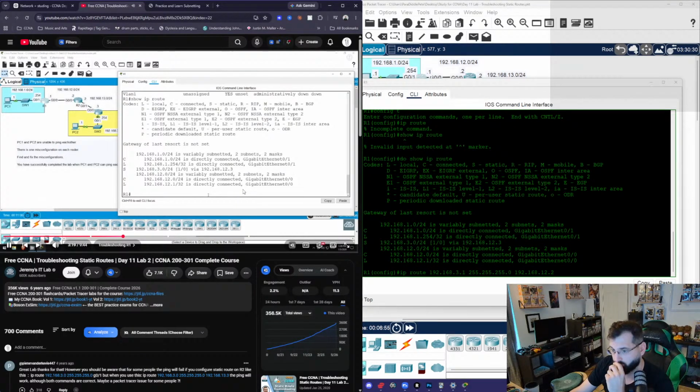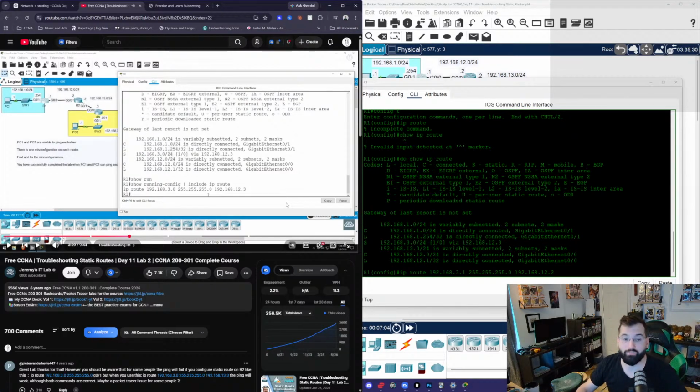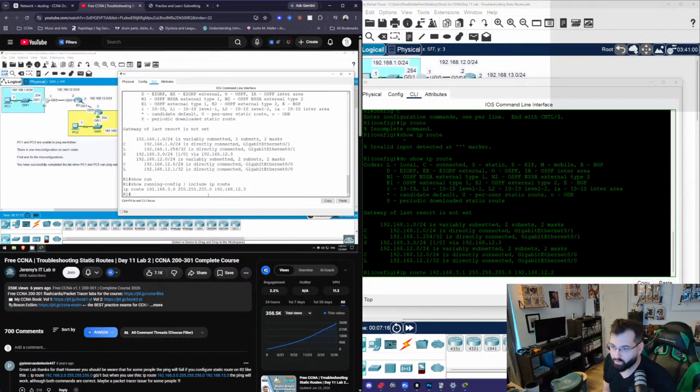Let's check it in the running config. Show running-config, and then I'm going to filter the output by using the pipe symbol, include, and then ip route. Bro, we've never even gone over that. I didn't even know that was called the pipe symbol. What do you mean the pipe symbol? Okay, show running-config, include ip route. ip route, and there it is. I didn't even know that was possible.